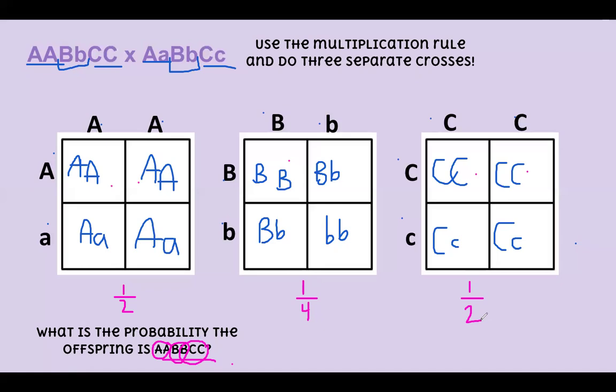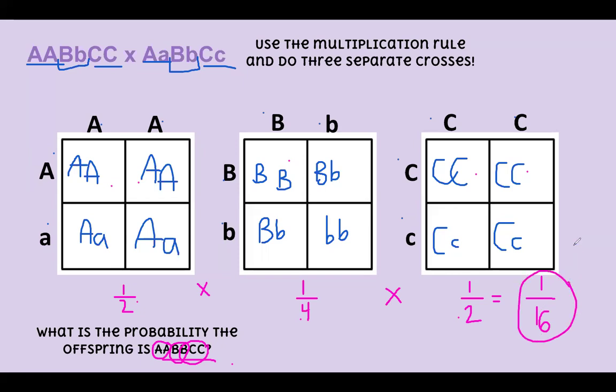Now I need to decide, am I going to use the law of multiplication or the law of addition? Well, because I want this complete genotype, I want this and this and this, it is multiplication. So I'm going to multiply. 1 times 1 times 1 equals 1 over 2 times 4 is 8 times 2 is 16. So the probability of getting big A, big A, big B, big B, big C is 1 over 16.